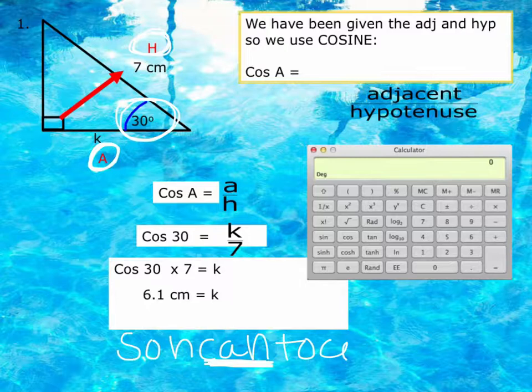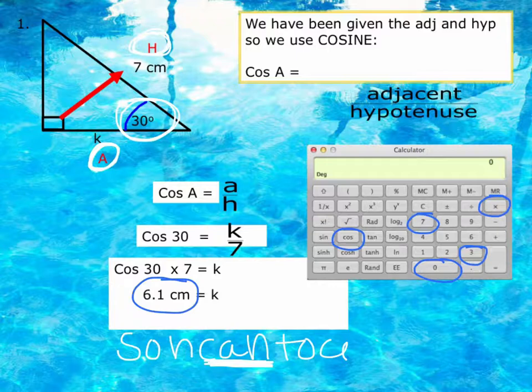So for this one, for the calculator from my computer, I would need to first type in 30, then cosine, and then I would need to multiply that answer by 7, and that would give me 6.1 centimeters for the side length of K. So this length here equals 6.1 centimeters. How did I find that? I used the cosine ratio, adjacent over hypotenuse.